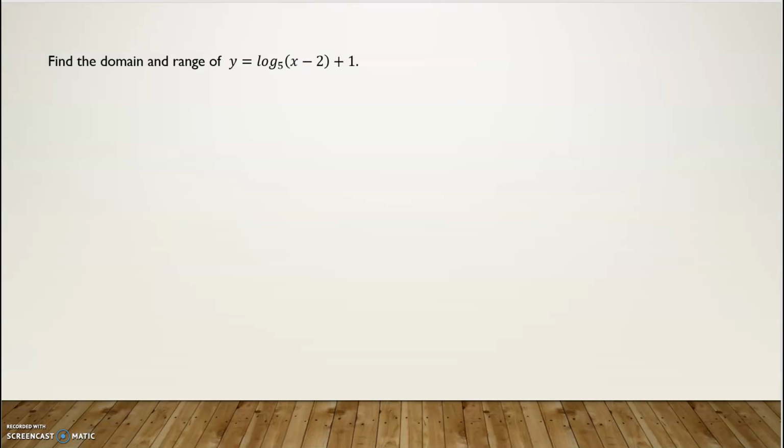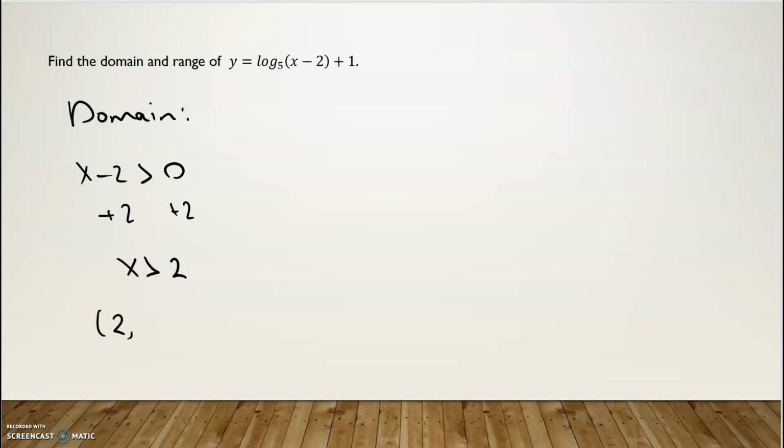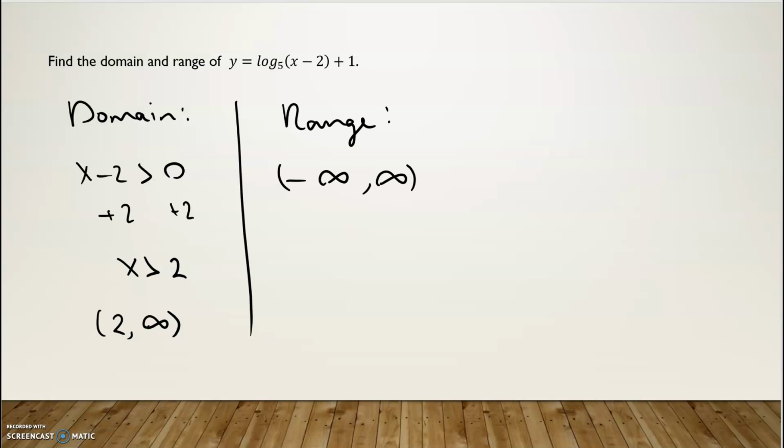Okay, now let's look at this one. We're going to do the same thing. We're going to find the domain and the range of log base 5 of x minus 2, and then plus 1. So for the domain, all we're going to do is take what is in the parentheses, set that greater than 0, and then solve for x. So x is going to be greater than 2, so we can start at 2 and go up to positive infinity. And then our range doesn't change, it just goes from negative infinity to positive infinity.